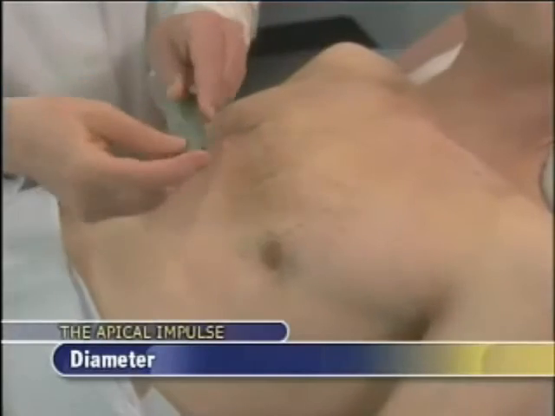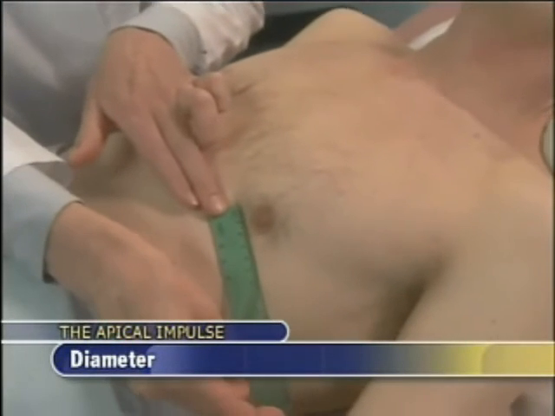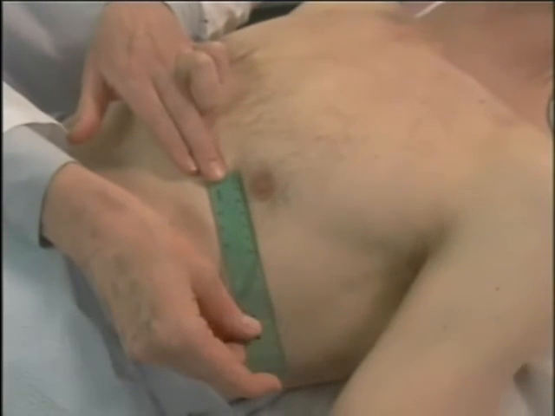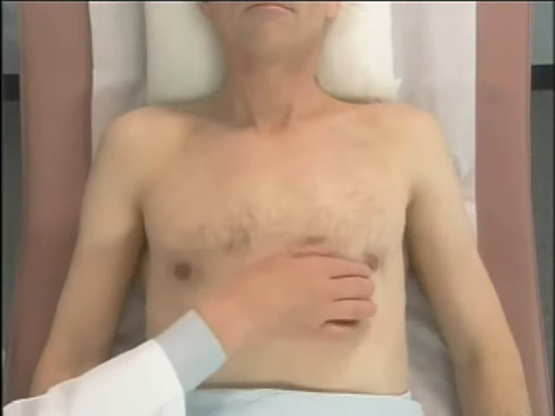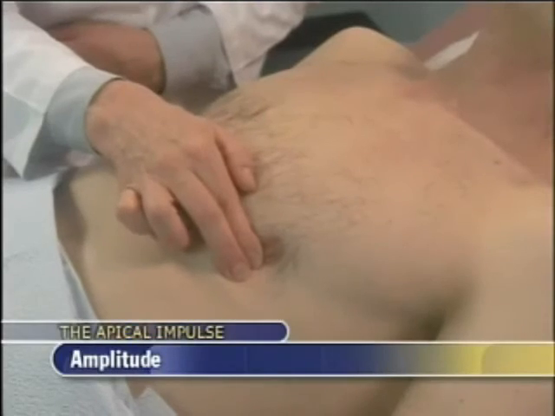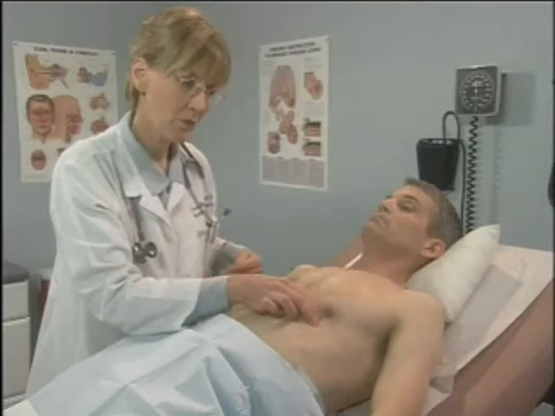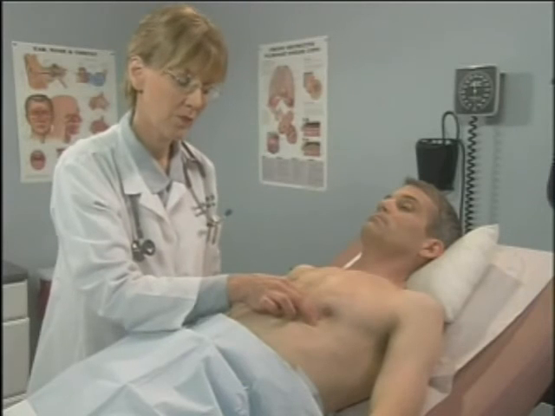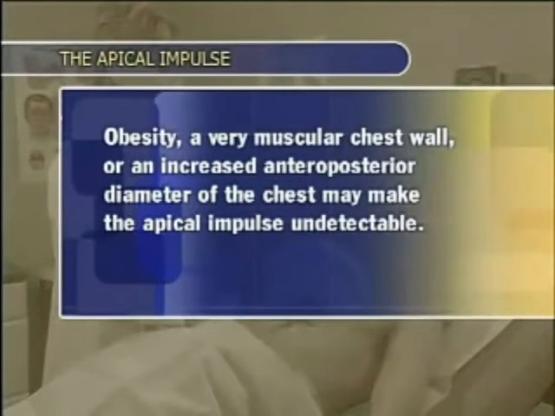Measure the diameter of the impulse in centimeters. Feel for the amplitude of the apical impulse. It is usually small and feels like a gentle tap. With experience, you will learn to feel the apical impulse in a high percentage of patients. However, obesity, a very muscular chest wall, or an increased anteroposterior diameter of the chest may make the apical impulse undetectable.